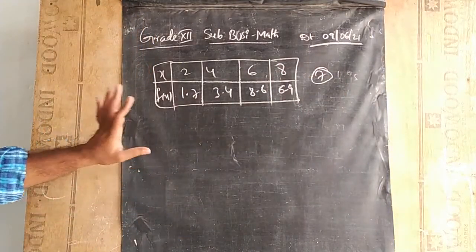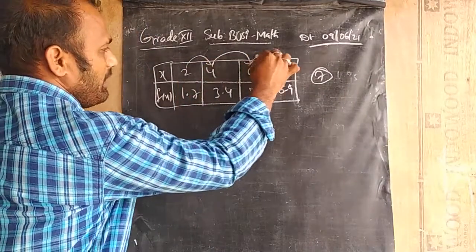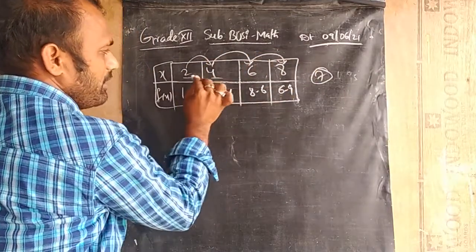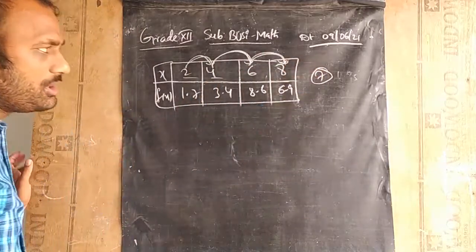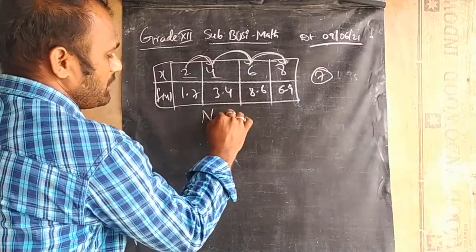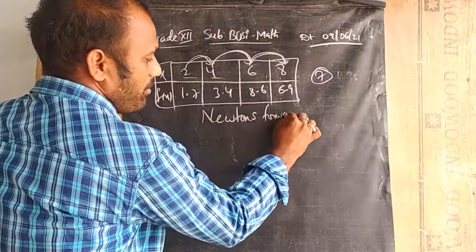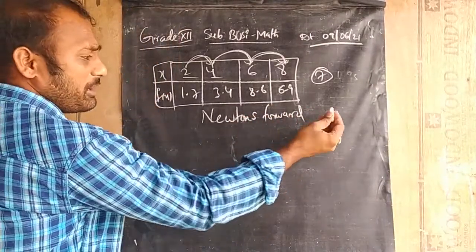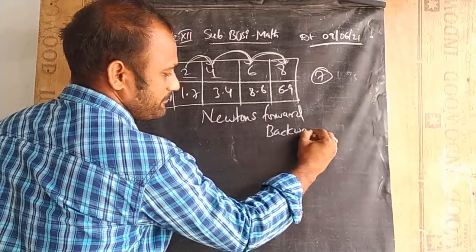If you observe this type of question, we can see that the length of the class intervals is the same. Here the difference is 2, here also 2, here also 2. So the difference is constant, and then I can go with either Newton's forward interpolation method or else the backward interpolation method.